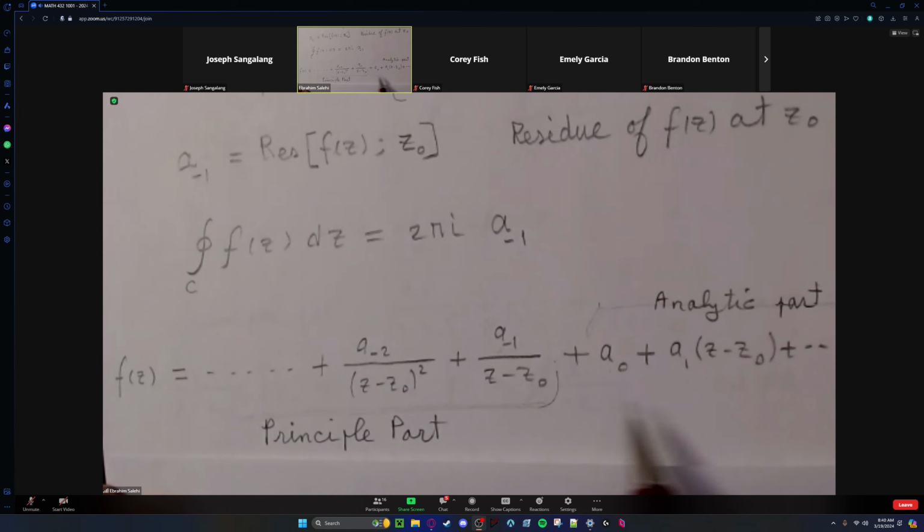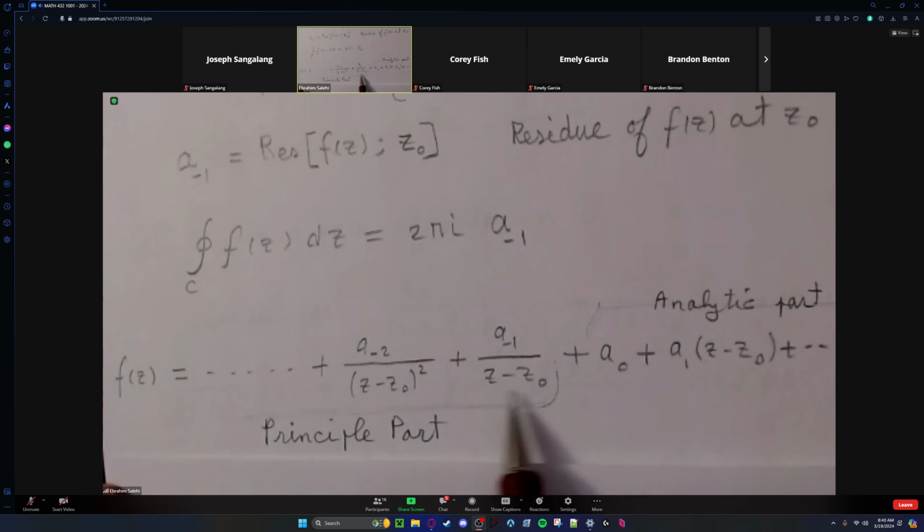But when you look at the Laurent series, from this constant, then all the positive powers of z minus z naught, we don't have any problem with this part. This is the analytic part of the function, and that is exactly what we call it. We call it the analytic part of that Laurent series.